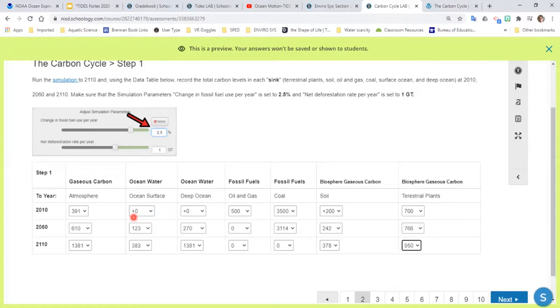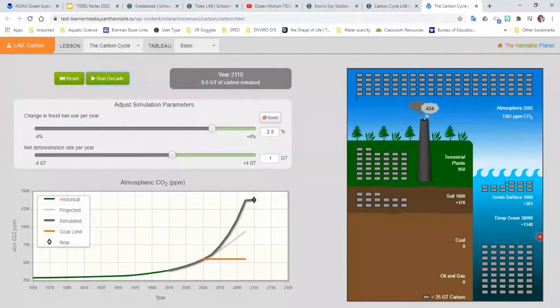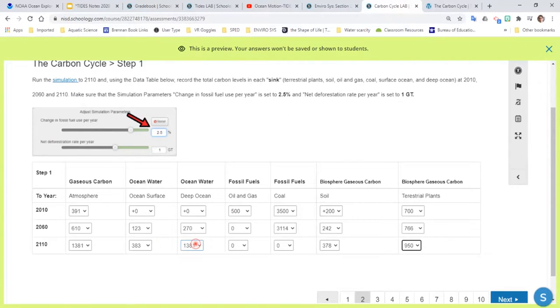Plants 950. So if we look here, you can see more is in the atmosphere, more is in the ocean surface, more carbon in the deep ocean. We've taken out all of that carbon sink and turned it into a source. So it's a source of more atmospheric carbon. So this stuff went elsewhere, right? Is that right? 48. There we go. So we used up the fossil fuels and they went into the soil, they went into the plants, they went into the ocean, and they went into the atmosphere.